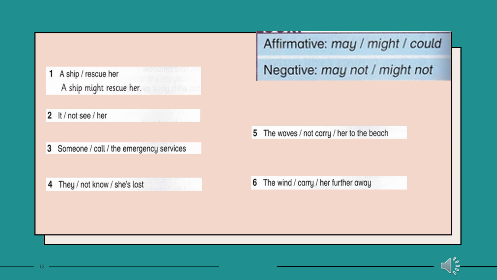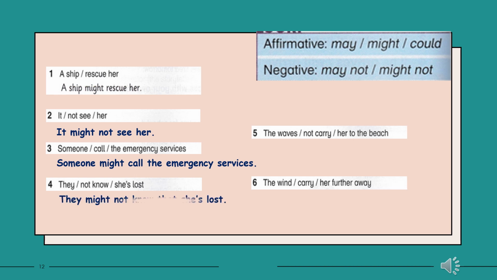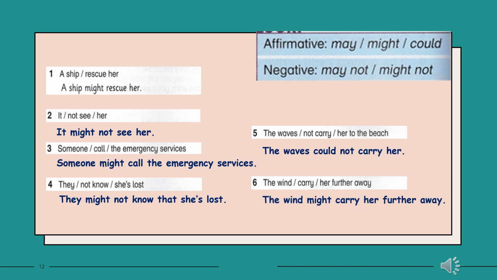Okay, children, have you got it done? Let's check your answers. For number 2, it might not see her. Number 3, someone might call the emergency services. Number 4, they might not know that she's lost. Number 5, the wave could not carry her. Number 6, the wind might carry her further away.